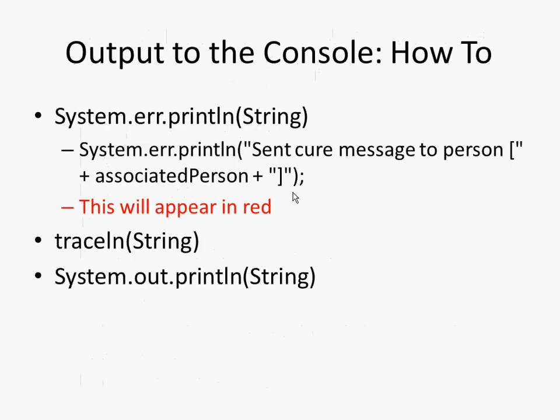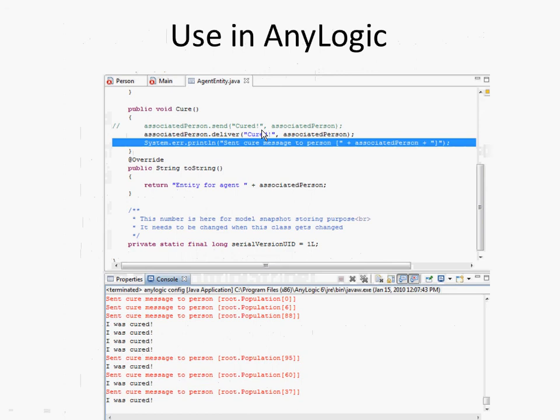Okay. So you can do output to the console in red using this statement. I had mentioned that before: System.err.println and give it some string. That will actually print it in red if you want to highlight it. So for example, if you want to highlight certain messages, you can do that here.